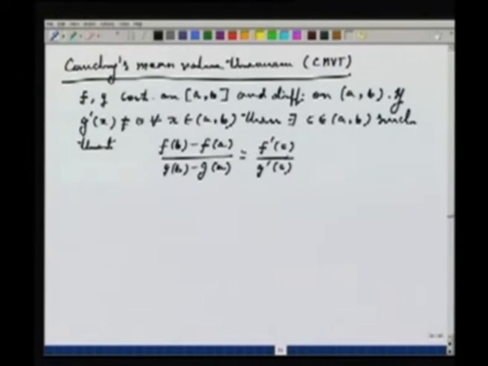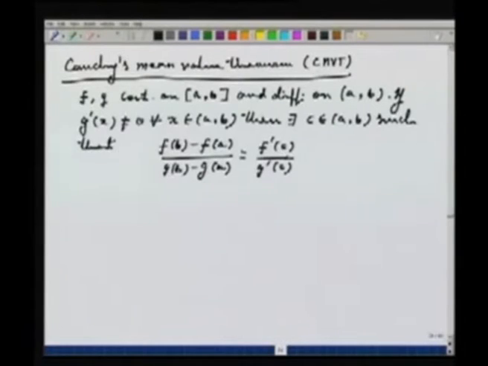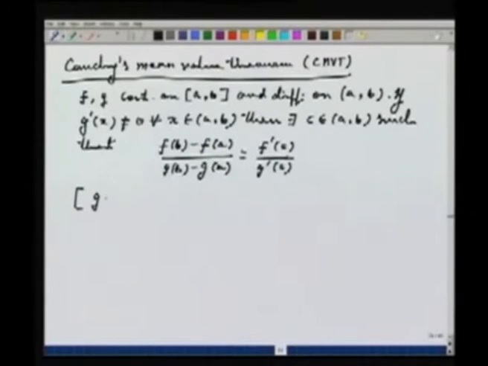Notice here the c in the numerator and denominator are the same. If I could have allowed different c's, then it would straightaway follow from the usual mean value theorem. The beauty of Cauchy's mean value theorem is you get the same c in the numerator and the denominator. Now the first question is why g(b) is not equal to g(a), that is, why the left hand side makes sense. So I will just note it here: g(b) is not equal to g(a) as g prime x is not equal to 0 for all x in the open interval AB.